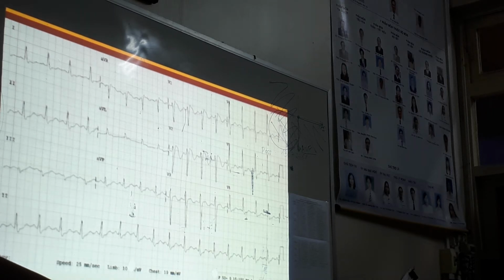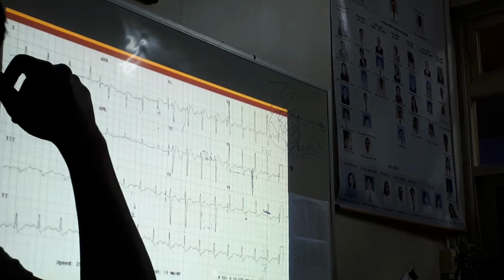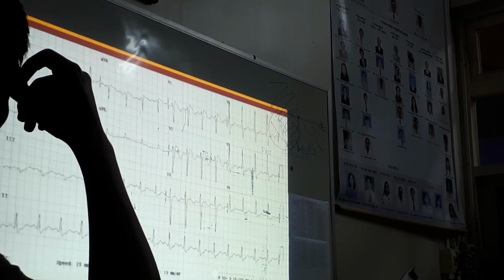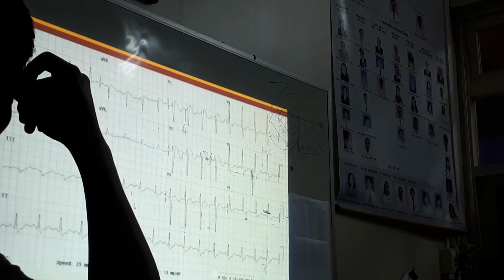Yeah, definitely. It's Brugada syndrome. Good. And can you tell us how you know it's Brugada, or what you see? Yeah, I see V1 and V2 have ST elevation. Yeah, absolutely. So you have really large ST elevations in V1 and V2, and large ST T-wave inversion.